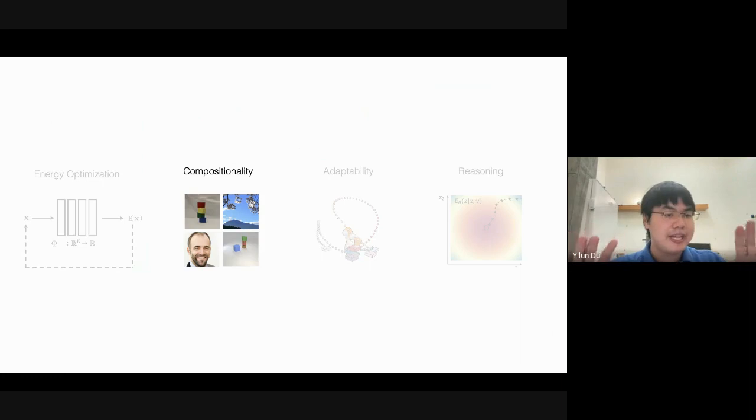Cool. So that ends my introduction on energy functions. If anyone has any questions, feel free to ask them now. Okay, cool. So the first thing I'll talk about in terms of interesting things you can do with energy functions is the idea of compositionality.